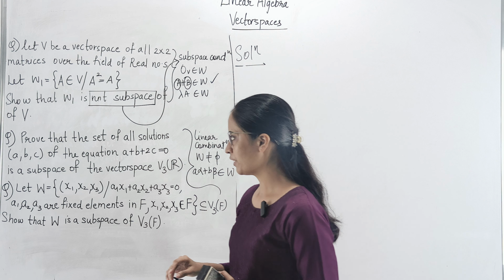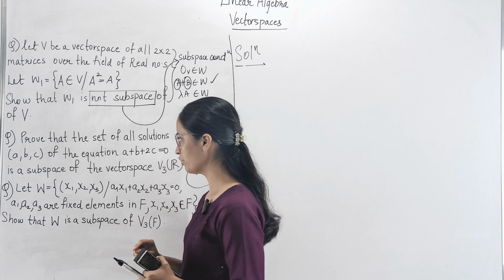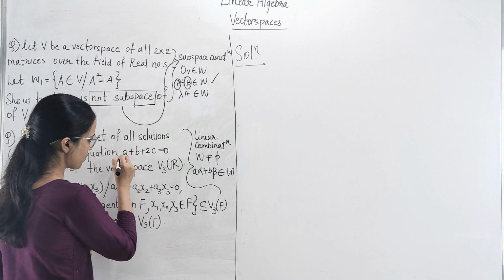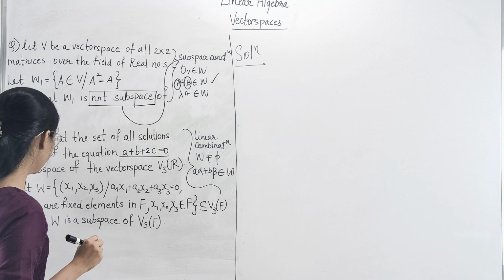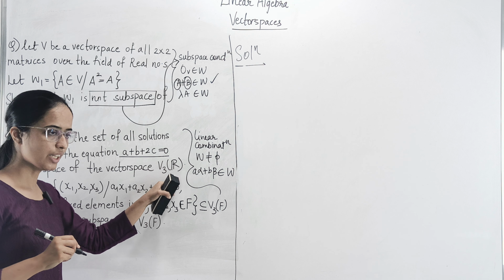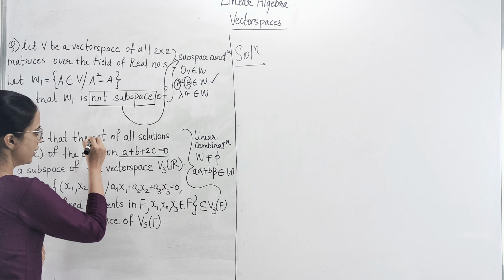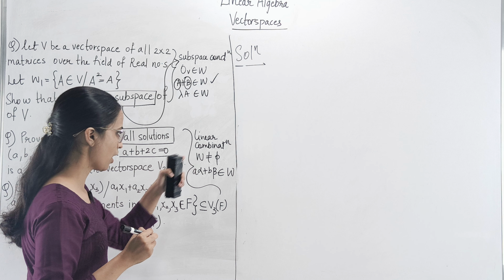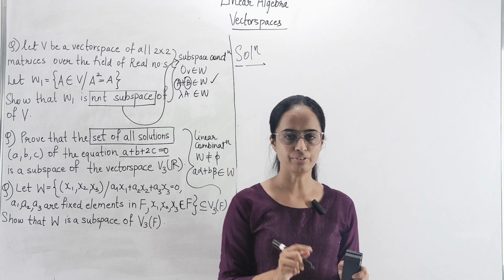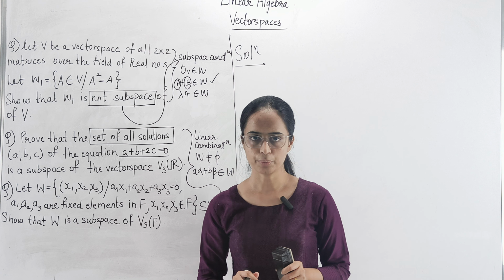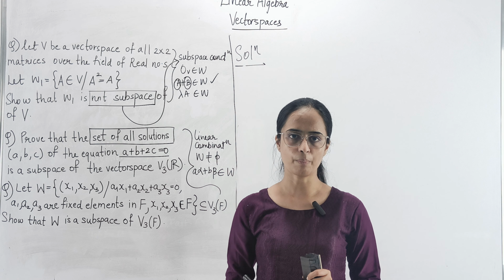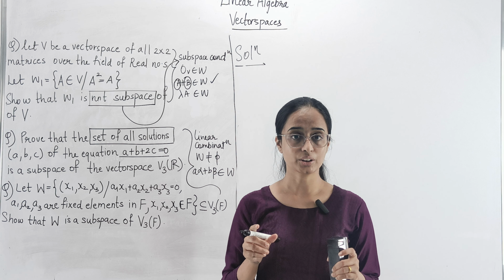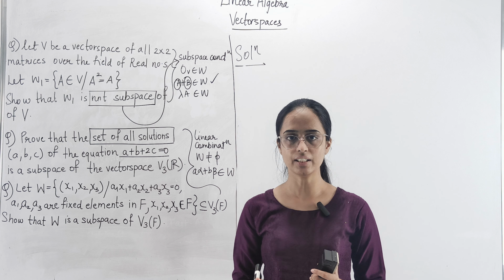Again, the question over here is pretty simple and straightforward. आपको बोला है prove that the set of all solutions A, B, C of the equation A plus B plus 2C equals to 0 is a subspace of the vector space V3 of R. So यहाँ पे here if you see the main keyword or the main hint is set of all solutions. और अगर आप इस method number 2 को रेफर करेंगे, in the previous video I have told you that method number 2, which is the method of linear combinations, is supposed to be used when the question is talking about a set which consists of the solutions of a given linear equation.